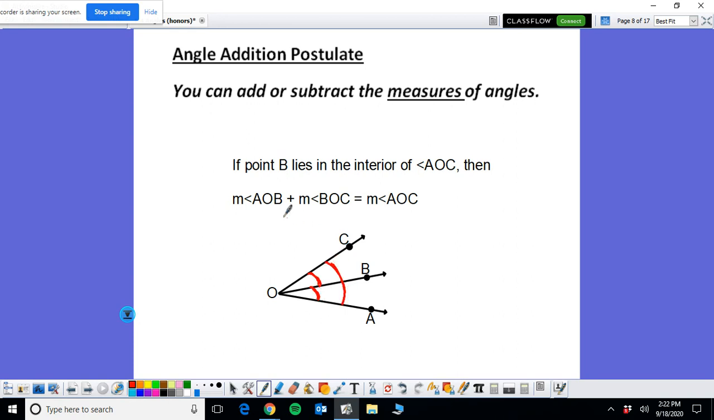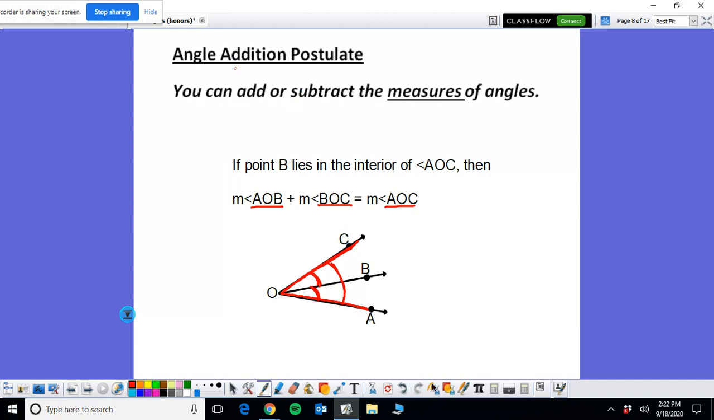So look, AOB plus BOC. AOB was this one. BOC was this one. It equals AOC, which is this one. So you can add two adjacent angles and make kind of a bigger angle, if you will. Or subtract, actually. I should throw that in there. Angle addition postulate, you could add or subtract.